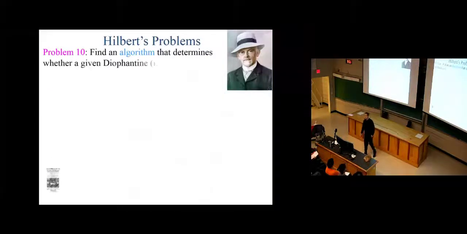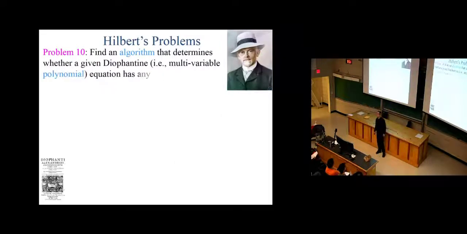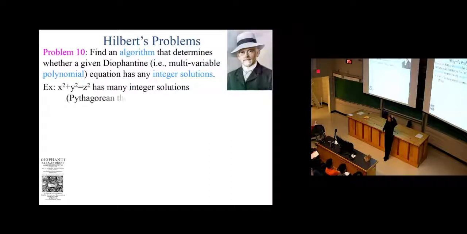So specifically, problem number 10 asked to find an algorithm that, given a Diophantine equation, that's just a polynomial over integers, an arbitrary polynomial with n variables, decides whether it has solutions in integers. And one of them is the Pythagorean theorem. That's a simple case. Obviously, there are many solutions, like 3, 4, and 5.